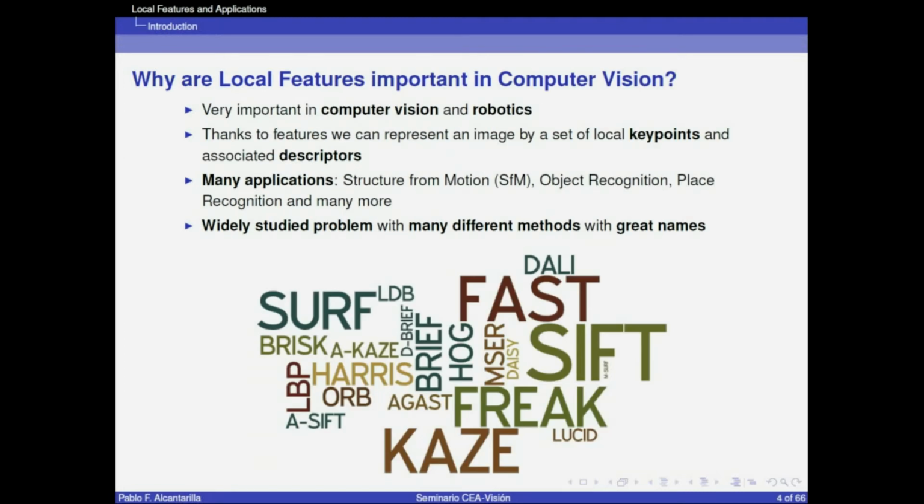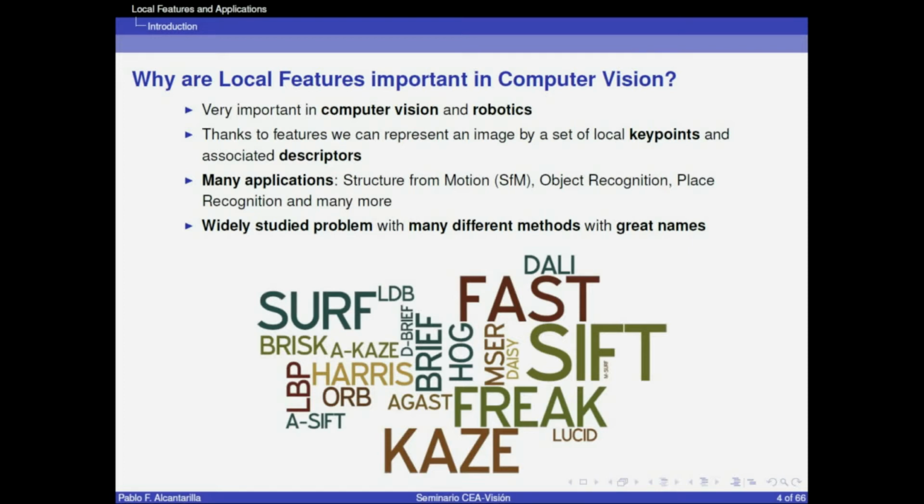Features are nowadays very important in computer vision, robotics, and also medical imaging. One of the reasons why they are so important is because thanks to features, we can represent an image just by a set of local key points and associated descriptors. So somehow it's a way of compression in which we compress the content of the whole image just by a set of key points and associated descriptors. And there are many applications that are using features such as structure from motion, object recognition, place recognition, and many more. We are going to see some of these applications in this seminar.